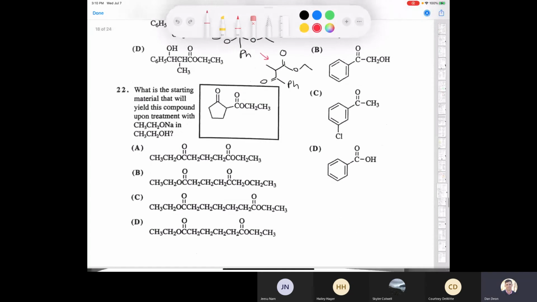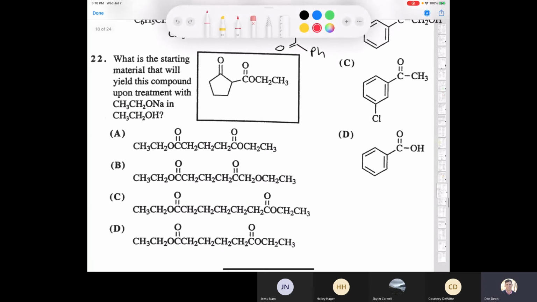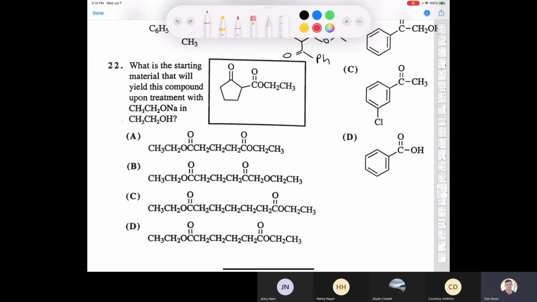If we look at 22, this is a product of an intramolecular Claisen, so this is just a Dieckmann reaction. So on our alpha carbon, we have our ester over here. And so I think the best way to solve this is to do it by a retrosynthesis. So if we break this bond here and think about this in terms of retrosynthesis, let me just draw it all the way down here. You would end up with something that looks like this.